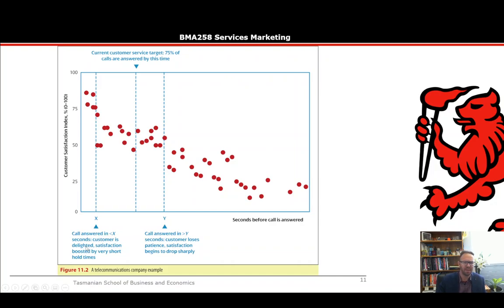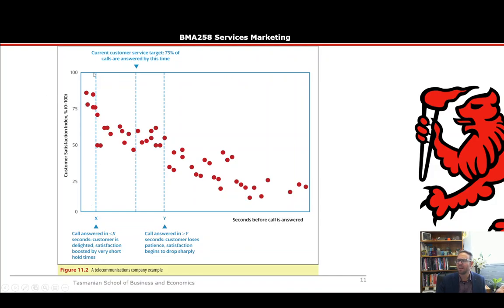So just say that's, I'm just going to pluck it out of the air here, just say that's 60 seconds. So if the call's answered in 60 seconds, customer delight and satisfaction come from a very short hold time. So if you ring up Telstra and your call's answered within 60 seconds, like 1 minute, that's actually pretty good. So your customer satisfaction is going to be high.